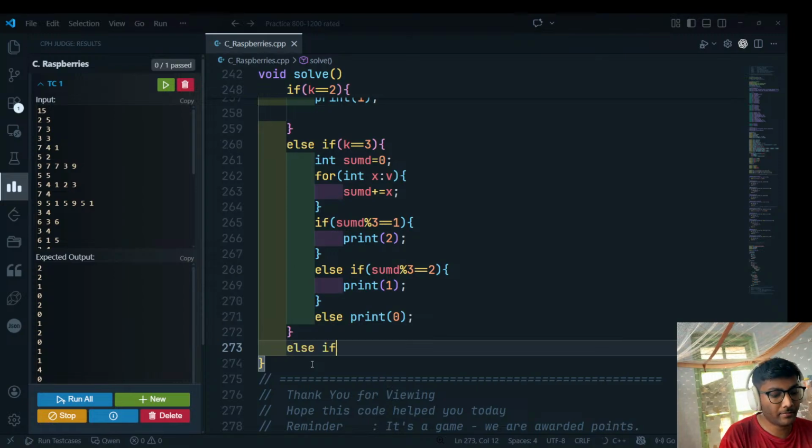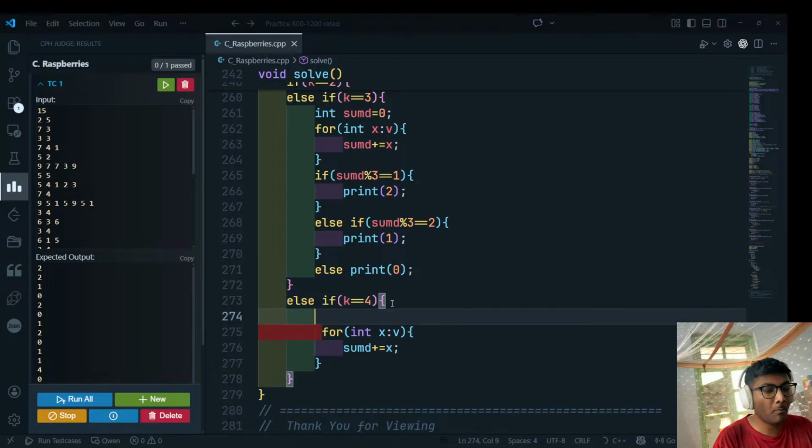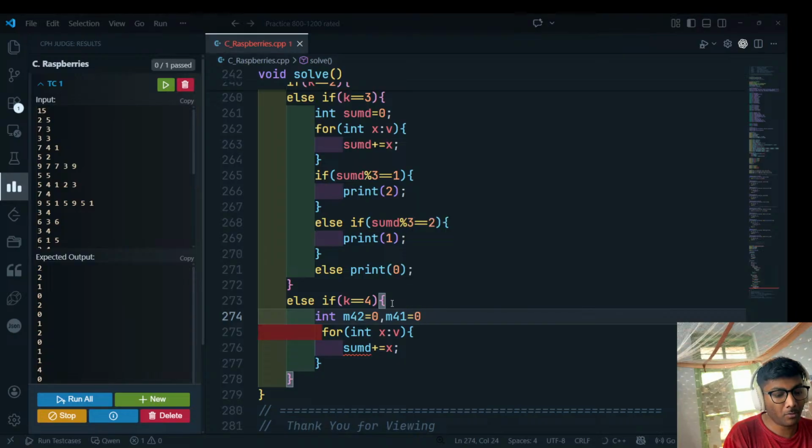Now, else if k equal to 4, then I basically count the number of, of course, I have to do this. Like basically mod 4 3 and mod 4 1 I have to count. What if mod 4 2 is the idea? Yeah, I think that I will also do. So mod 4, a mod 4 2 equal to 0, a mod 4 1 and mod 4 3.